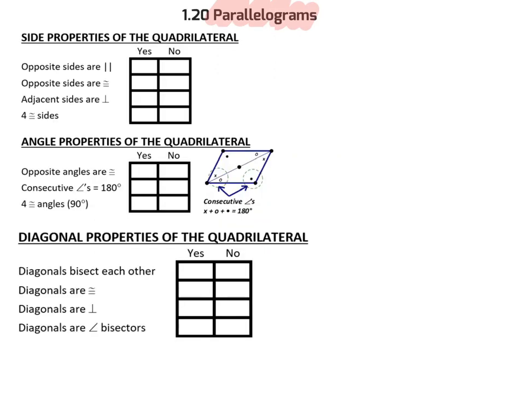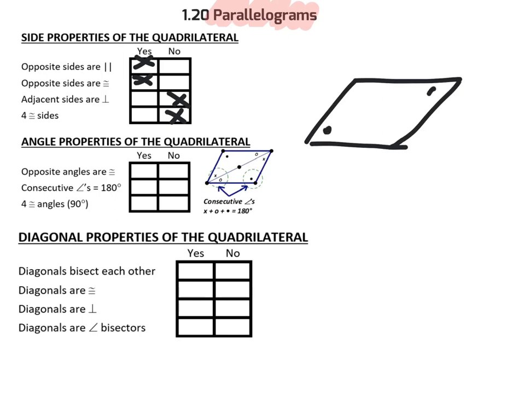Let's record all the things that we saw. In a parallelogram, the opposite sides were parallel. The opposite sides were equal. They weren't perpendicular, so these sides are not perpendicular to each other. Were all of them the same? No. Were the opposite angles equal? Yes, we always found when we were done that the opposite angles were equal.